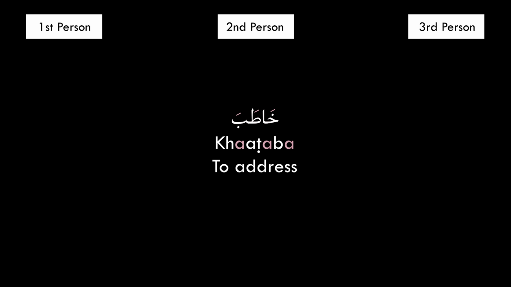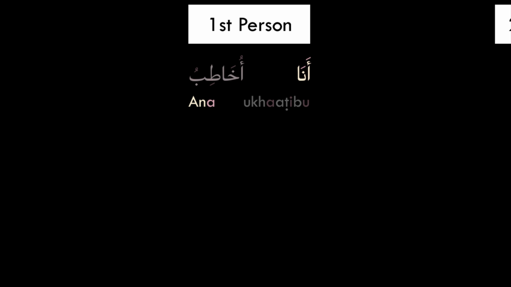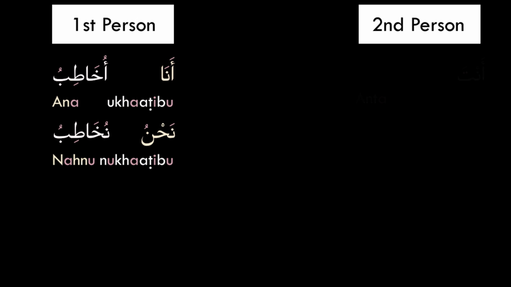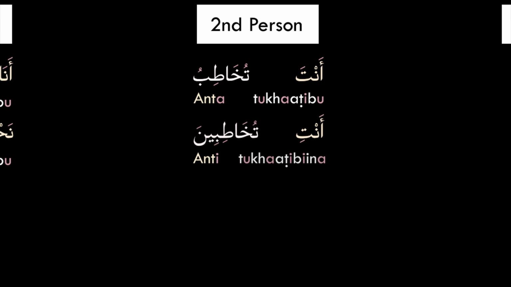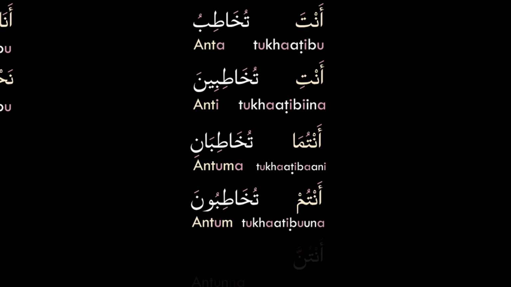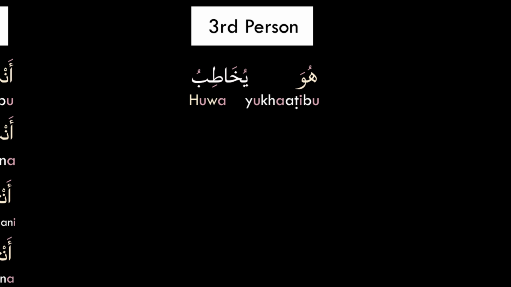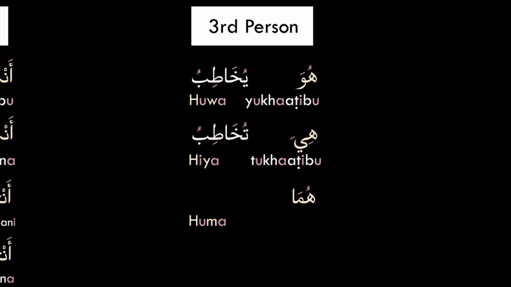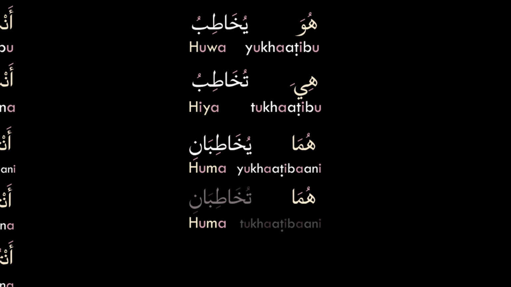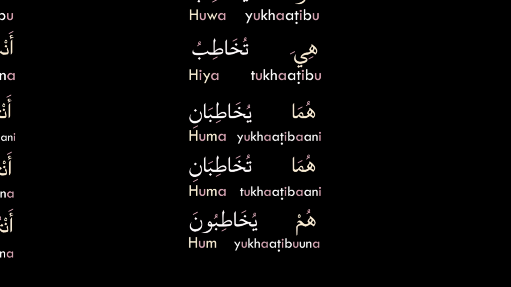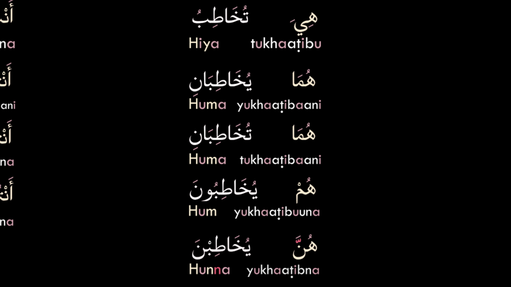First, let's conjugate the verb خاطب, to address, in المضارع, the present tense, by applying what we learned in the previous lesson. The conjugation is أنا أخاطب, نحن نخاطب, أنت تخاطب, أنت تخاطبين, أنتما تخاطبان, أنتم تخاطبون, أنتن تخاطبن, هو يخاطب, هي تخاطب, هما يخاطبان, هما تخاطبان, هم يخاطبون, هن يخاطبن.